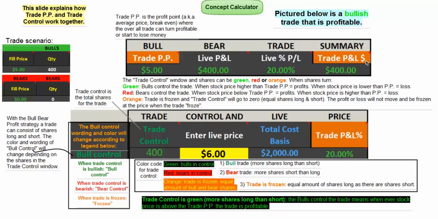And this concludes the video on the relationship between the trade profit point and the trade control window.